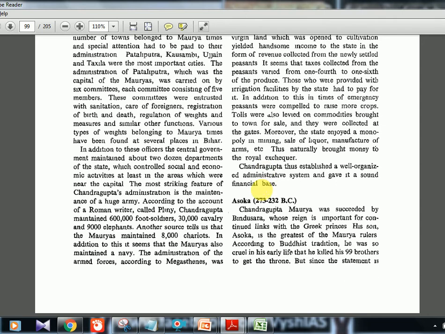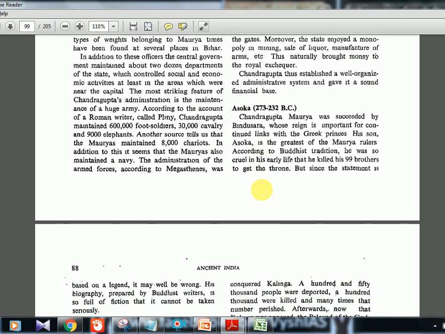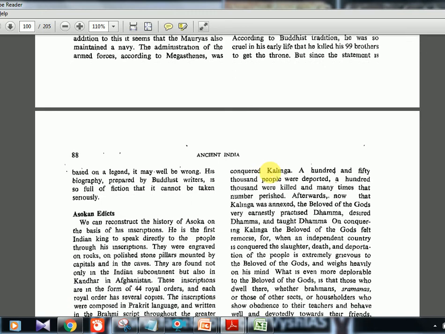Okay, now Ashoka's timeline, 273 to 232 BC. Chandragupta Maurya was succeeded by Bindusara, whose reign is important for continued links with the Greek princes. That means in the time of Bindusara also there was a connection with the Greek Empire. Okay, then after that his son Ashoka is the greatest of the Mauryan rulers. According to the Buddhist tradition, he was so cruel in his early life that he killed his 99 brothers. Okay, the Buddhist tradition tells this much exaggerated thing, that Ashoka was initially a very cruel person, and he killed even his 99 brothers and then he became the king. But since the statement is based on a legend, it might be wrong.